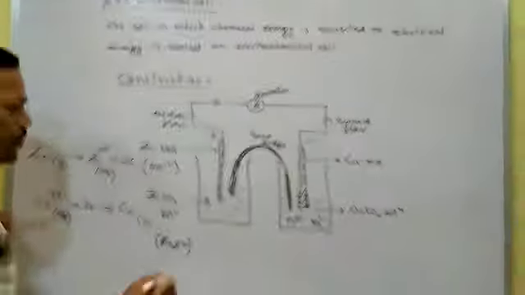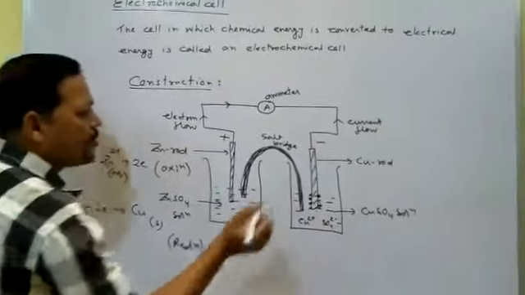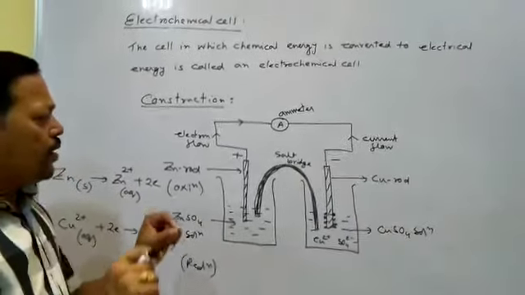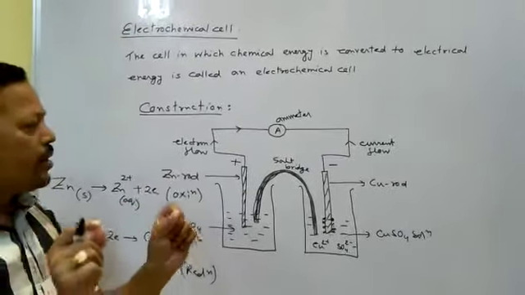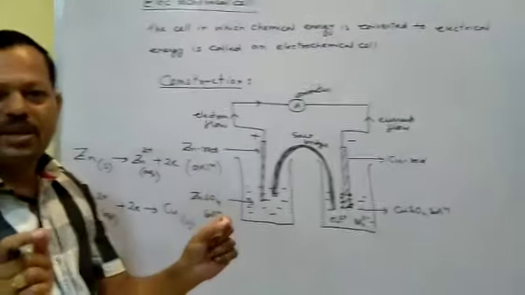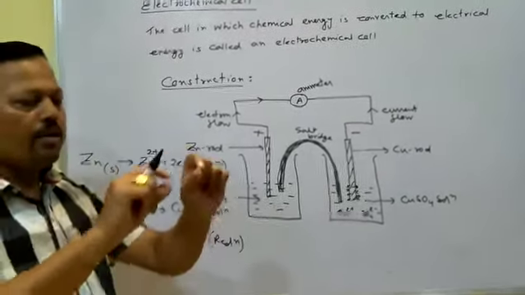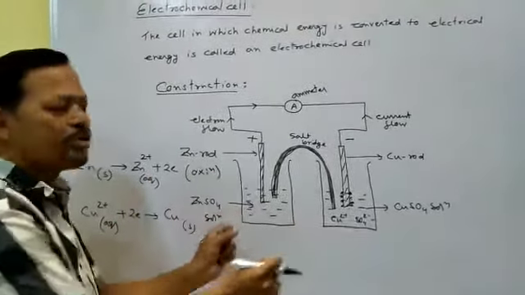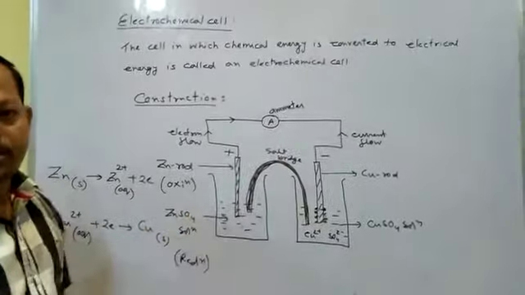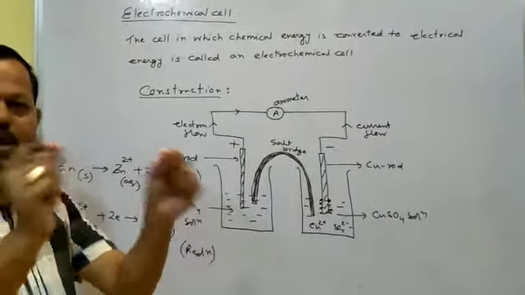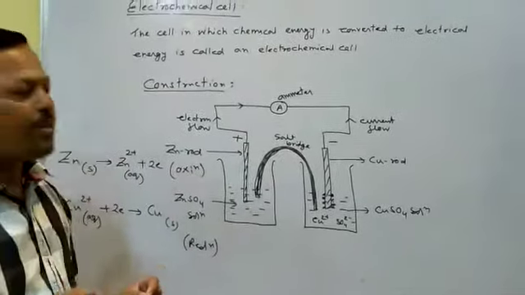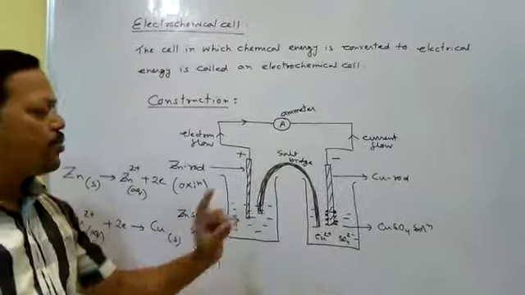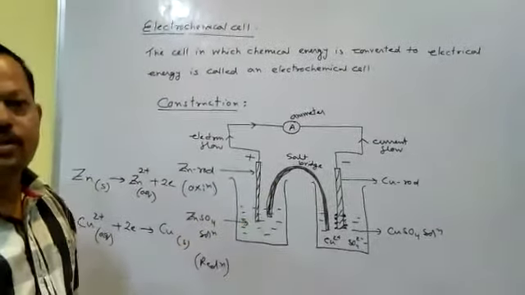Now, what is the function of this salt bridge? Actually, the salt bridge is made up of filter paper. You dip the filter paper in potassium nitrate solution, and you fold the filter paper. After folding the filter paper, you connect both the solutions, and that filter paper will act as a salt bridge. Again I repeat, you take one filter paper, dip it in potassium nitrate solution, then fold the wetted filter paper and connect both the solutions. That filter paper will act as a salt bridge.